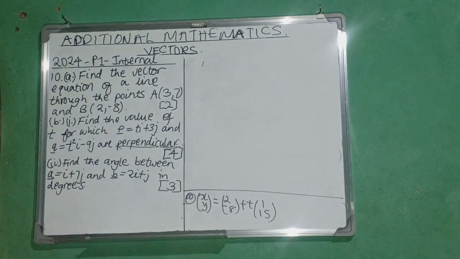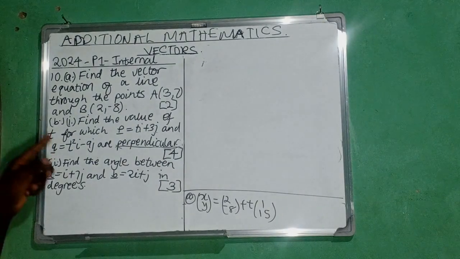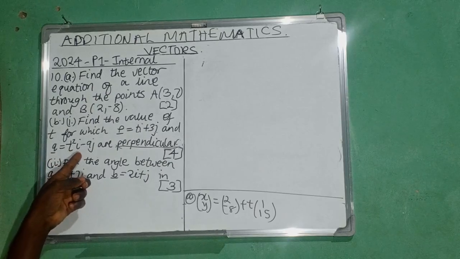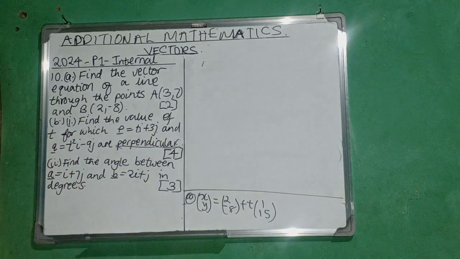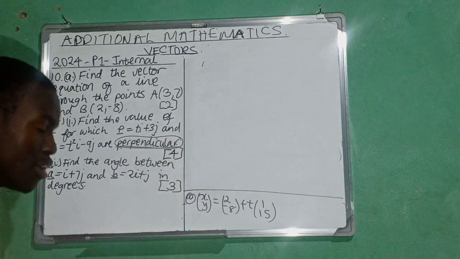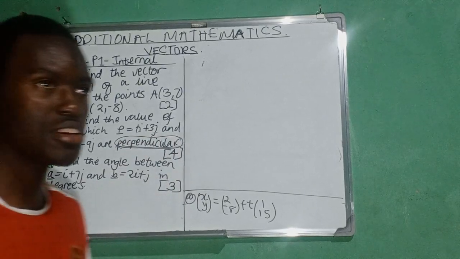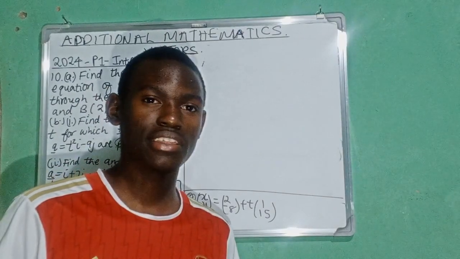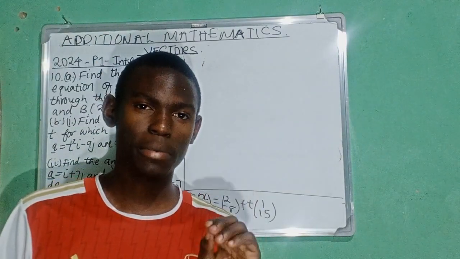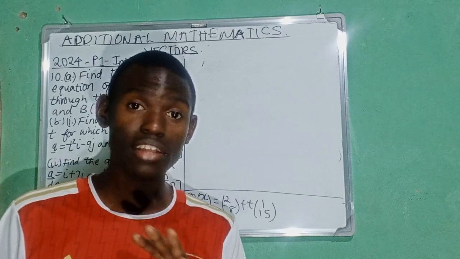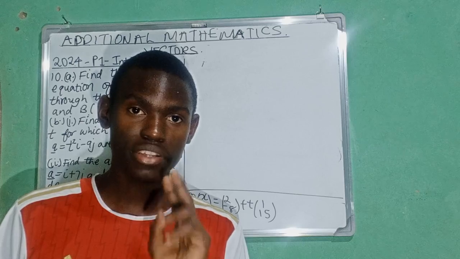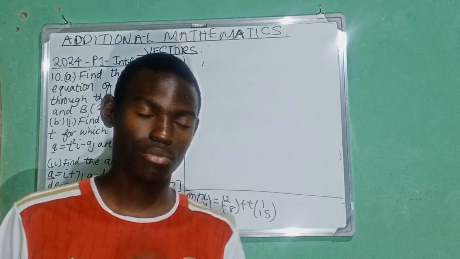Then part B says: find the value of t for which vector p equal to ti plus 3j and vector q equal to t squared i minus 9j are perpendicular. Perpendicular is the main thing there. When we hear something about perpendicular, before we start thinking a lot, we should ask ourselves what we know about perpendicular vectors in regards to the dot product or the scalar product. We know that the dot product of perpendicular vectors should give you 0.